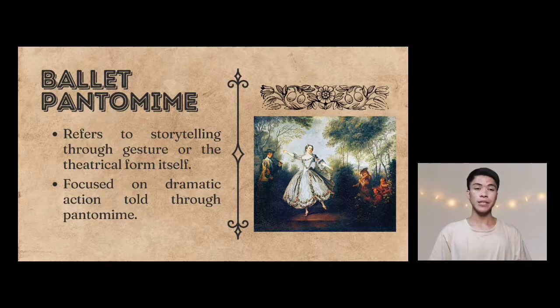So the term ballet pantomime refers to storytelling through gesture or the theatrical form itself, which originated with the mummery plays in medieval England. So ballet pantomime focused on dramatic action told through pantomime, with dances interspersed throughout. So basically, ballet pantomime tells the story through gesture, through action, and the emotion itself of the dancer. So it does not include words or anything spoken. It is more on the gesture and the movement of the dancer.